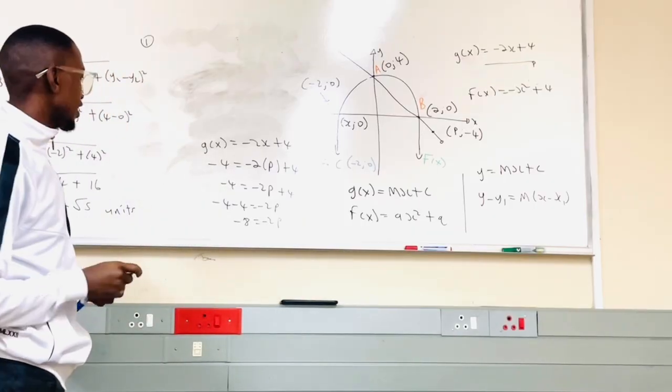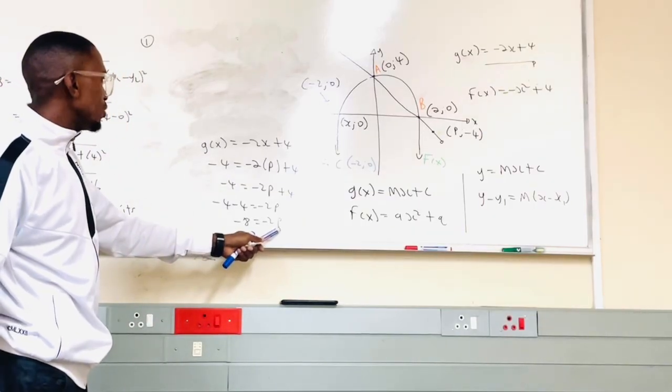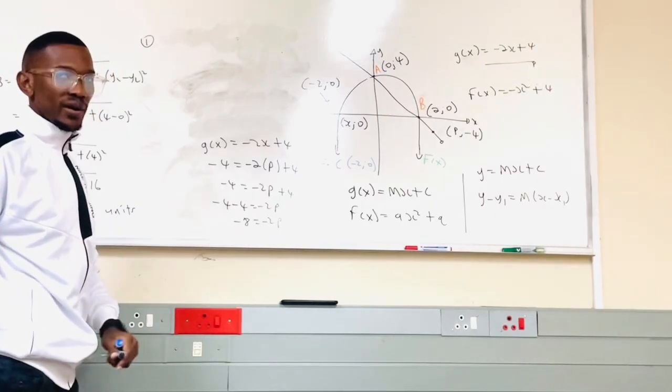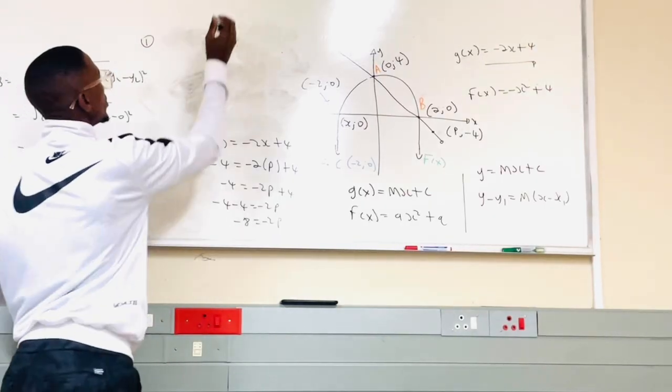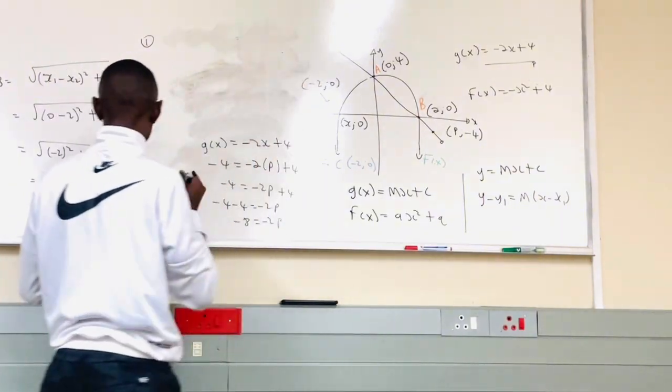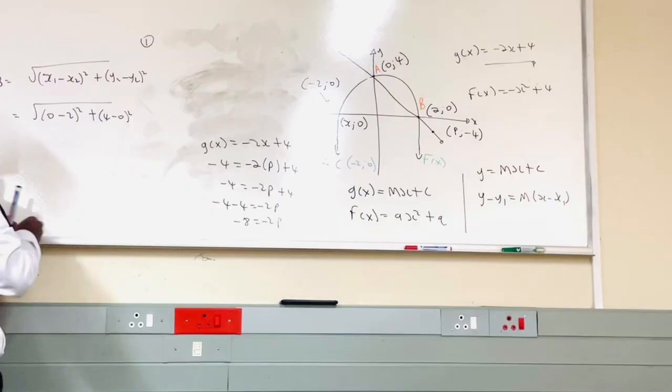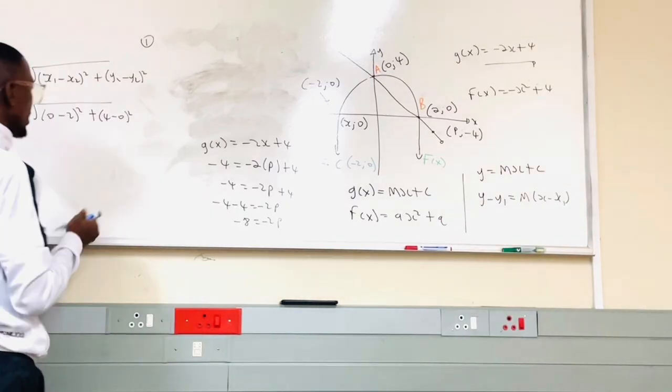And then now let's check. We are looking for who? P. What must we do? We divide both sides by who? We divide both sides by negative 2, like this. I want to have enough space, because I can see the board is no longer clean there.